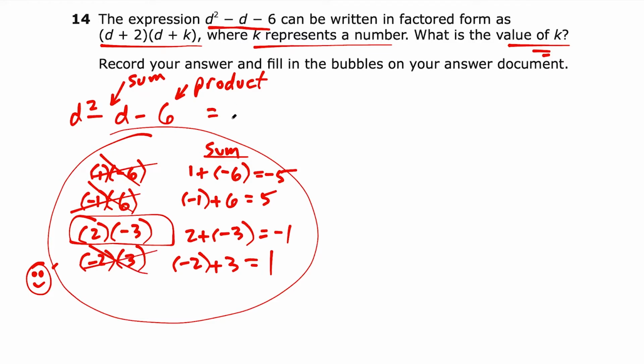So now I'm able to factor this. This is going to factor to d plus 2 times d minus 3. So we just write the two numbers that we were thinking of, the two factors, and we write them in the parentheses here like this.